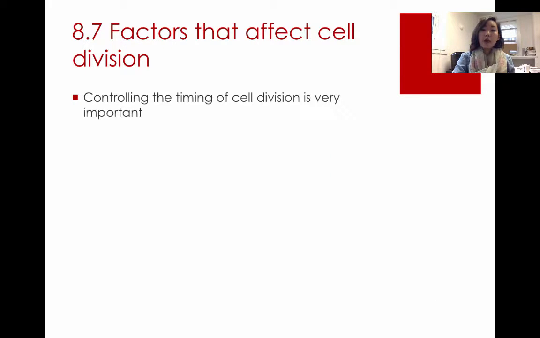Okay, so after we finished discussing cellular reproduction, the cycle it goes through, it's very important that the body is able to control the timing of cell division. You don't want all of your cells to divide whenever they want to spontaneously, and that's actually what leads to cancer. So the body has a very good way of controlling how cells divide. There are a couple different factors that influence cell division.